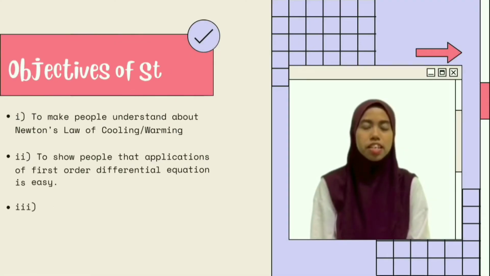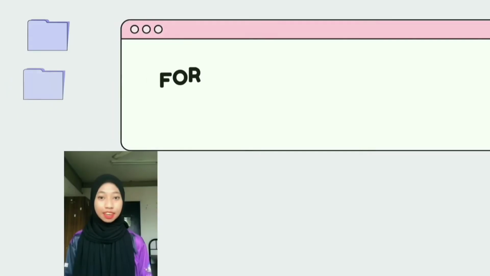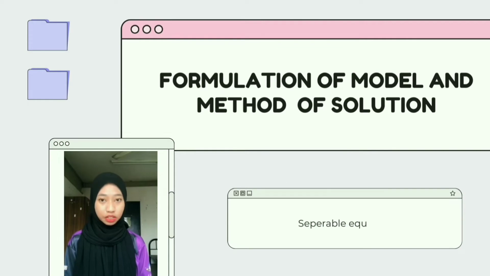The objectives of this study are, first, to make people understand Newton's law of cooling or warming. Second, to show people that the application of first-order differential equations is easy. Third, to show people how to solve problems regarding the applications of Newton's law of cooling or warming in daily life. Next, I will explain the formulation of the model and the method of solutions.